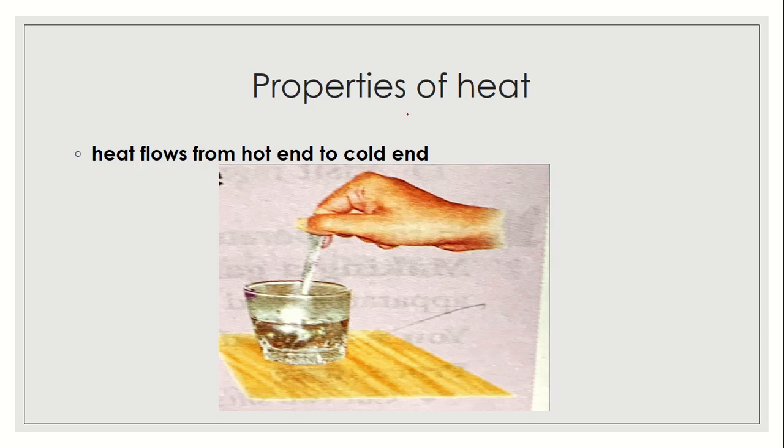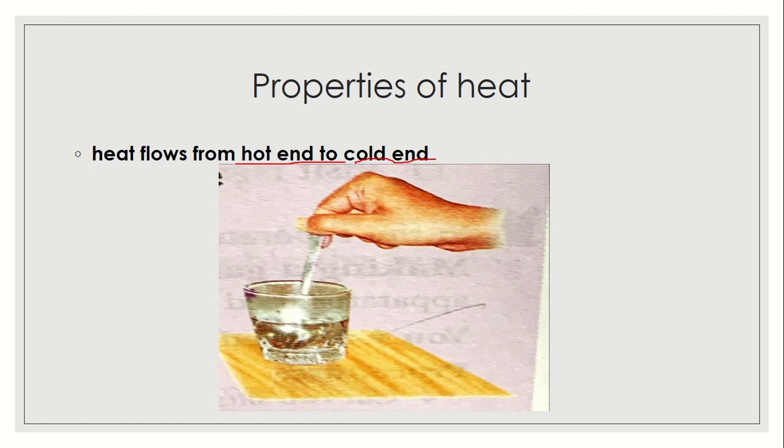Before moving on to the chapter, let's read some of the major properties of heat. One of the major properties is that heat flows from the hot end to the cold end. Let us understand this property more with the help of this example.